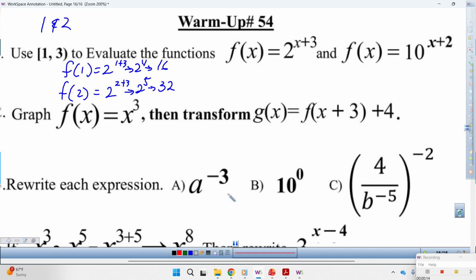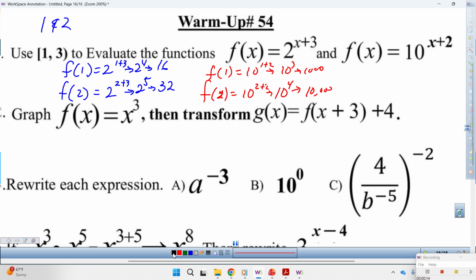Next. Let's do the same thing now for base 10. We got f of 1 equals 10 to the 1 plus 2. That is 10 to the 3rd, which is 1,000. F of 1, oh my bad, f of 2 equals 10 to the 2 plus 2, which is 10 to the 4th power, which is 10,000. Are we doing good? Yes?